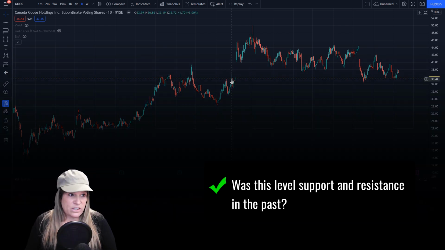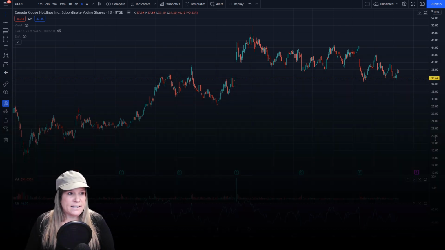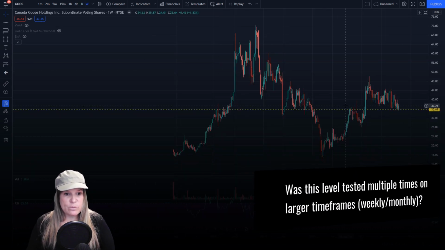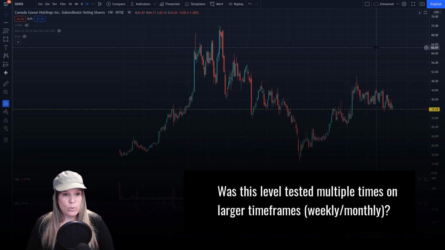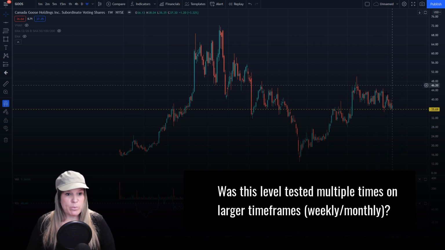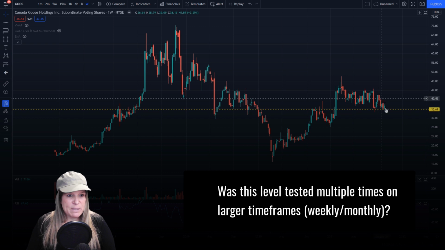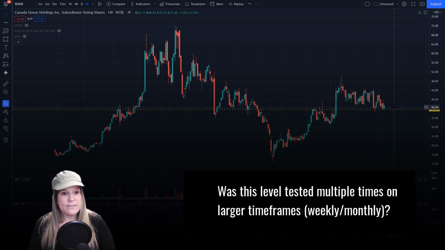Now to answer the next question, we want to look at larger time frames. So we're going to look at the weekly first. And what we want to know is, was this level tested multiple times on the weekly or the monthly? When we look at the weekly, each of these candles represents a week. So if this is being tested and closed on the weekly at these levels, and bulls are holding this level for long periods of time, then that shows a lot of strength in this level.